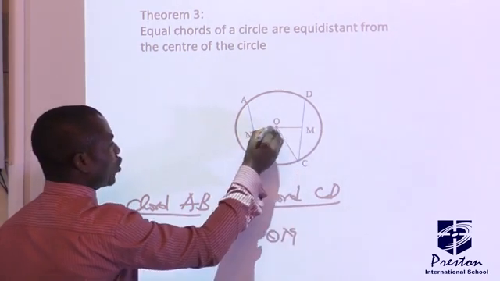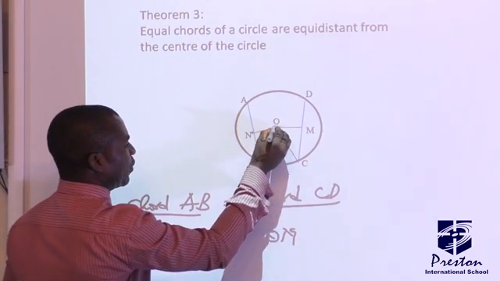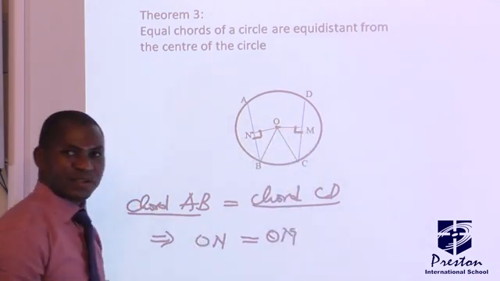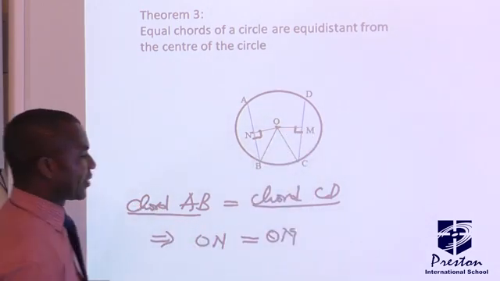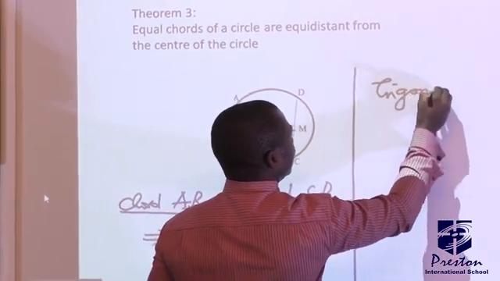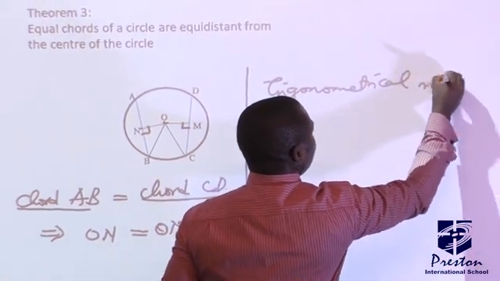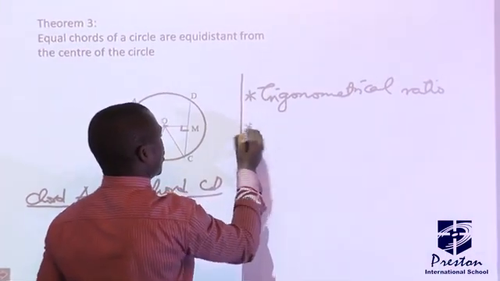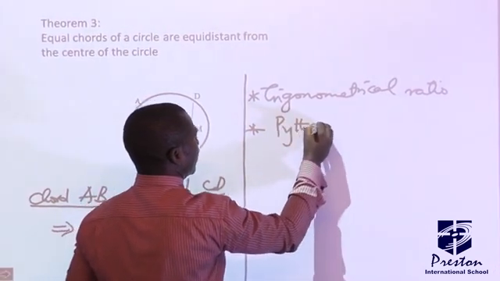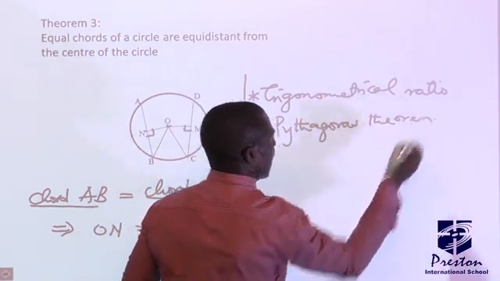So that means that the distance ON and OM, they are what? They are equal. Now don't forget that the line coming from here is the radius, which forms what? 90 degrees. Now in solving these questions, don't forget we are going to be making use of the trigonometrical ratio, and also we'll use what? Pythagoras theorem, as the case may be.